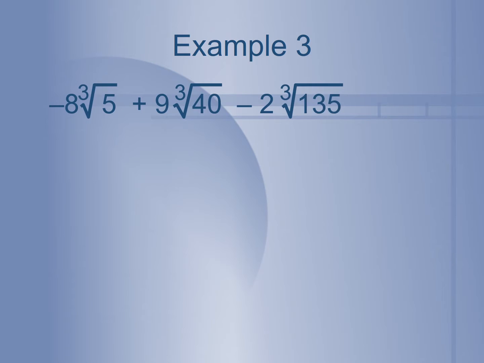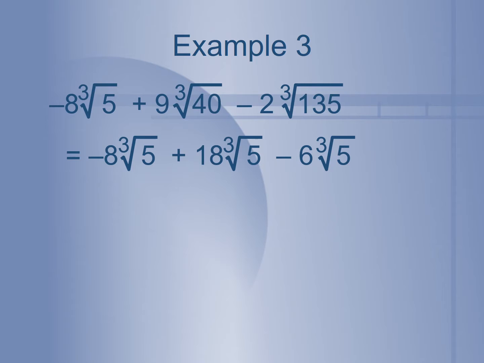Here's another example. We have negative 8 cube root of 5, plus 9 cube root of 40, minus 2 cube root of 135. So the first thing we want to do is simplify. Cube root of 5 does not simplify. However, 40 does simplify. We can pull out a 2. So we end up with 18 cube roots of 5.